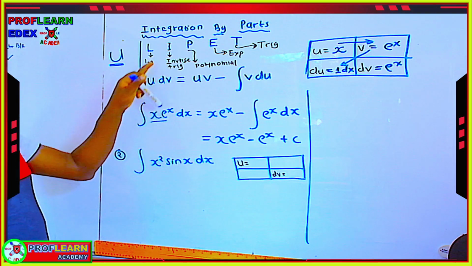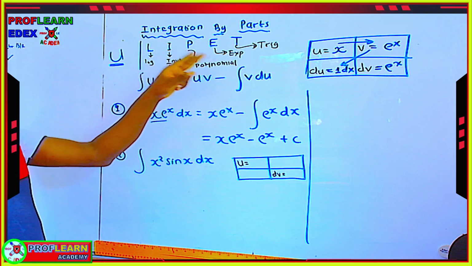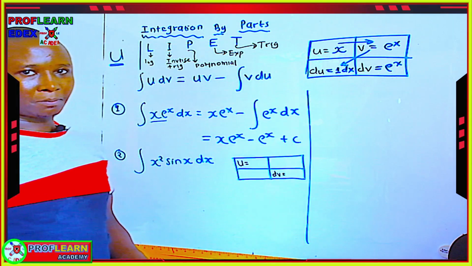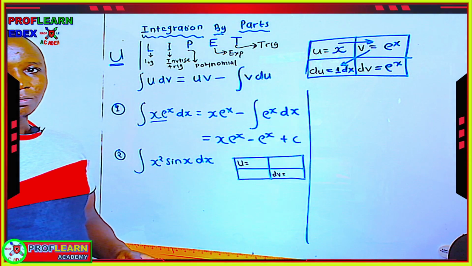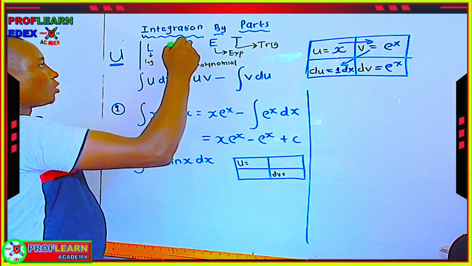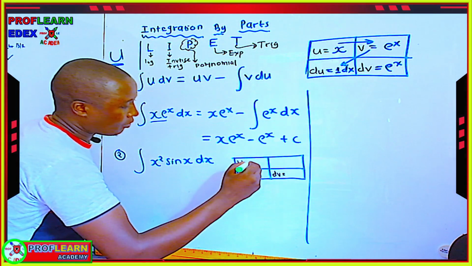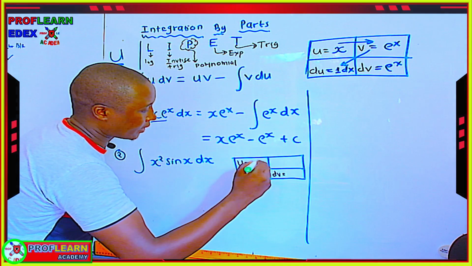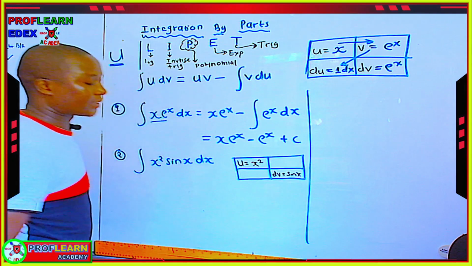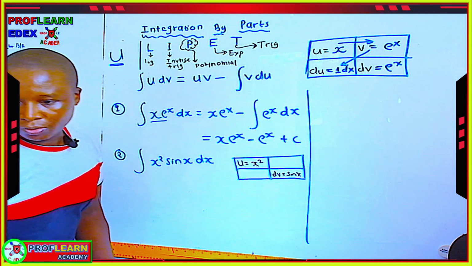We said we are going to use LIPET. We have a polynomial here, we have a trigonometric function here. Between the polynomial and trigonometric function, which one comes first in LIPET? Yes, the polynomial comes earlier than the trig function. So our u is going to be x raised to power 2, and then our dv will be sine of x, right?